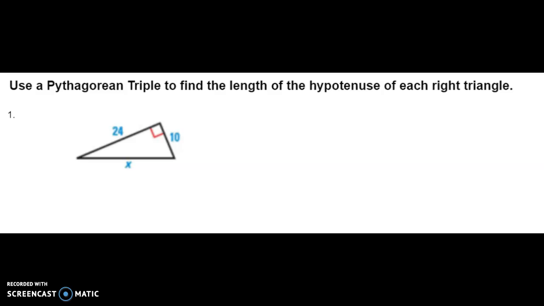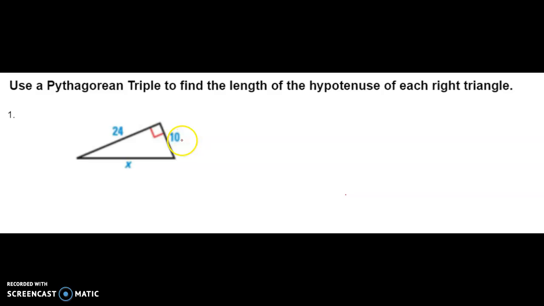All right, we want to use a Pythagorean triple to find the length of the hypotenuse of each right triangle in here. So we've got this right triangle with these two sides. The first thing we want to do is scale this thing down. What I mean by that is we want to find the greatest common factor between these two things here.